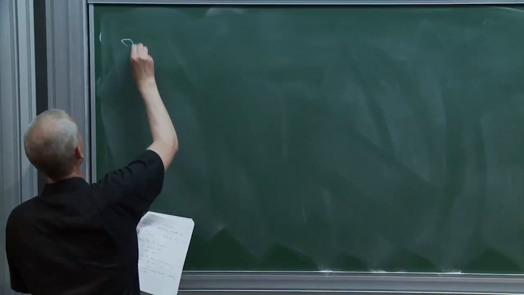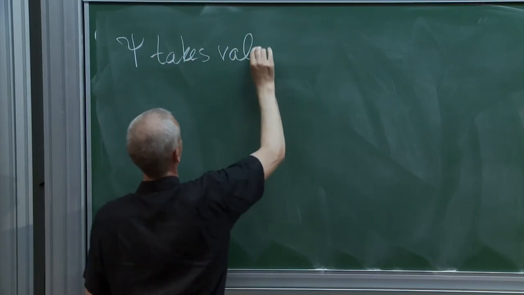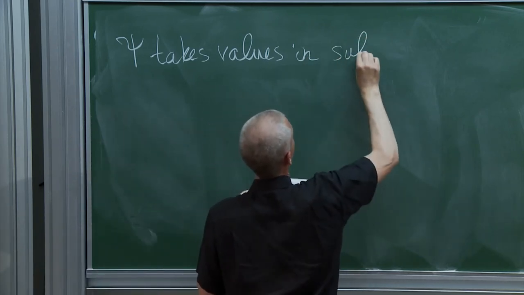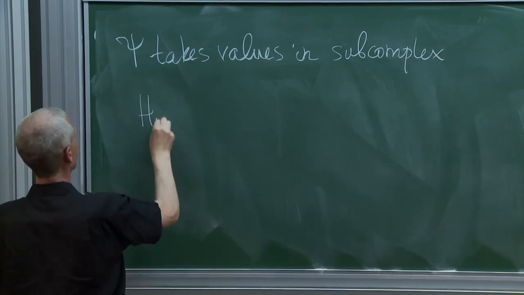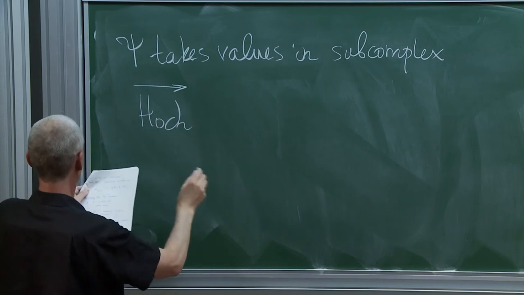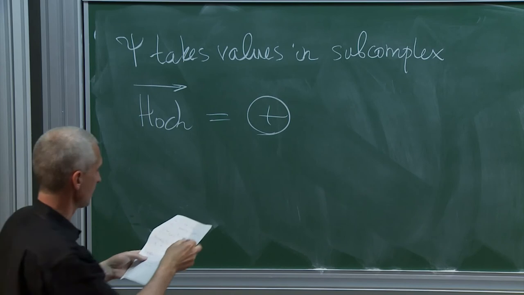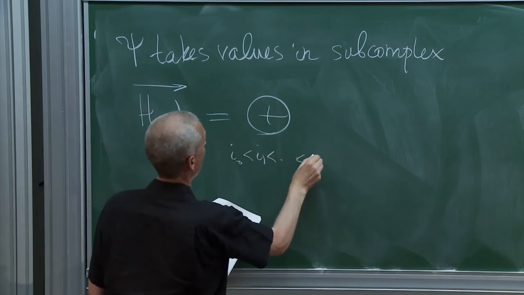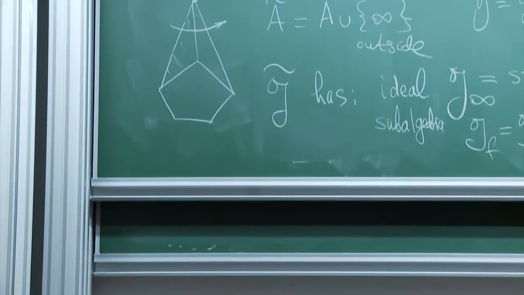So this psi takes values in the subcomplex. Let's call it the ordered Hochschild complex, which is the most natural thing that writes itself. It would be something like this, over I0 less than I1, less than ... less than IN, where less than means in the sense of that order upstairs.